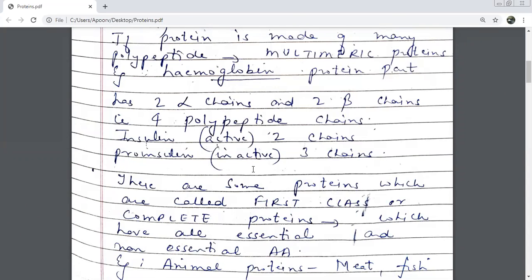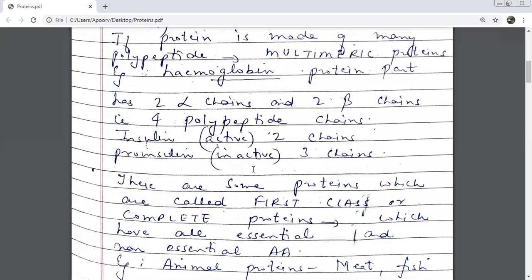Proinsulin has how many chains? Three chains. And the active insulin has? Two chains. But both of them are more than one, so we will put them in which category of proteins? Multimeric or monomeric? Multimeric. The second classification we did was based on the content of the proteins.